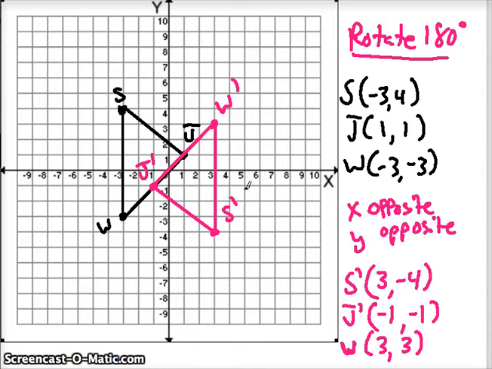Alright. So those are rotations. They're probably the trickiest ones of the transformations, only because the rules are slightly tricky. And there's 3 of them that you gotta know.